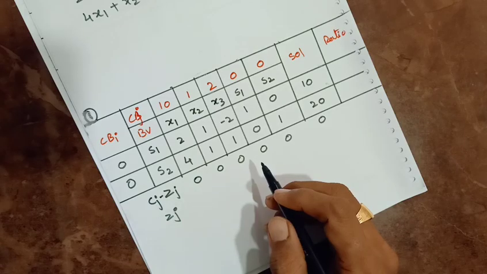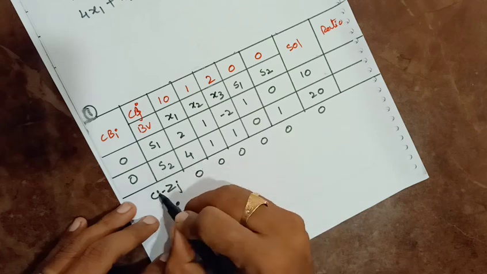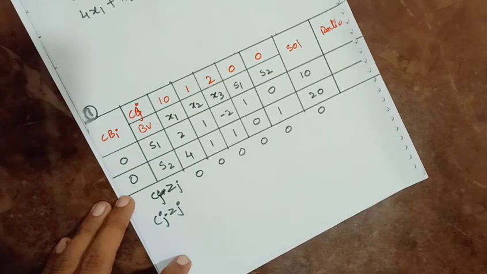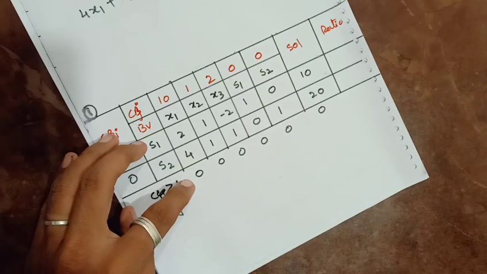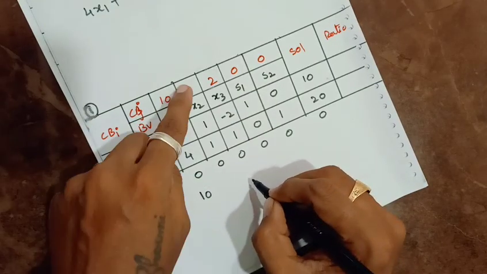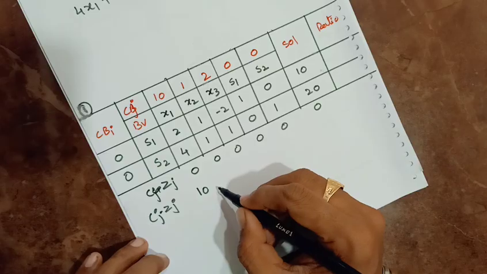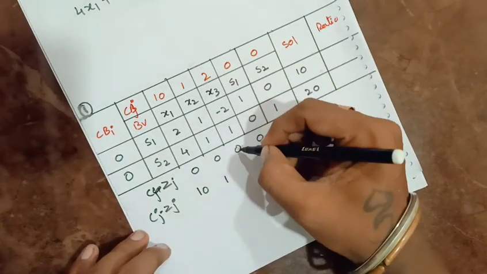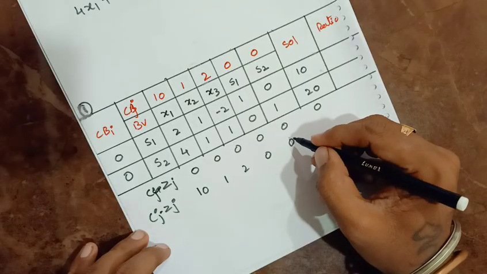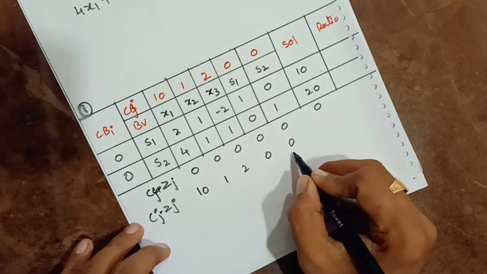Here Zj is 0 into 2 plus 0 into 4, so Cj minus Zj in the second step: 10 minus 0, which is 10. 1 minus 0, which is 1. 2 minus 0 is 2. 0 minus 0 is 0, and this 0. So here, all the values are positive.